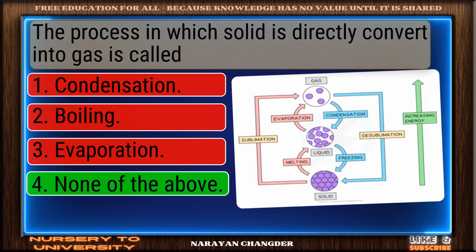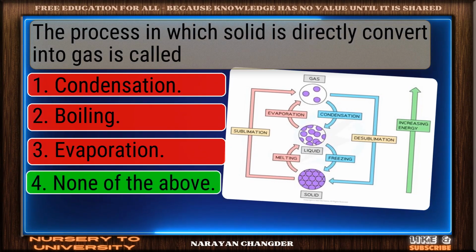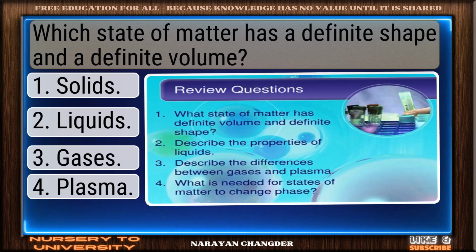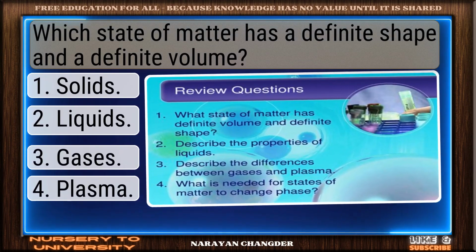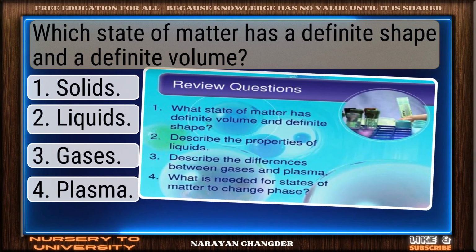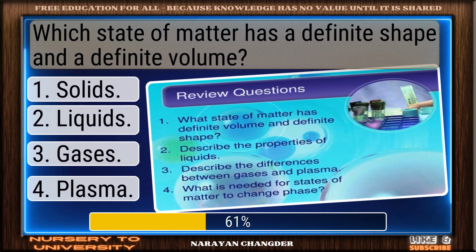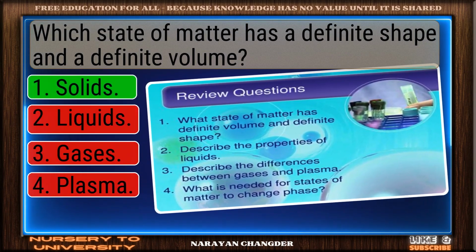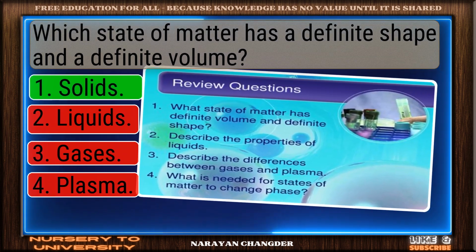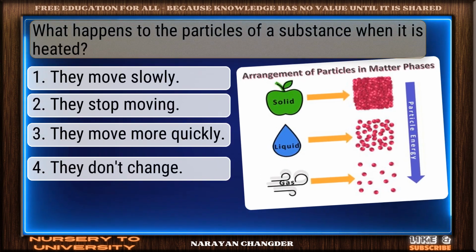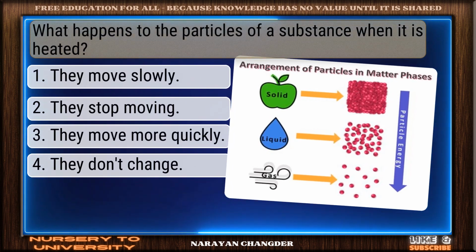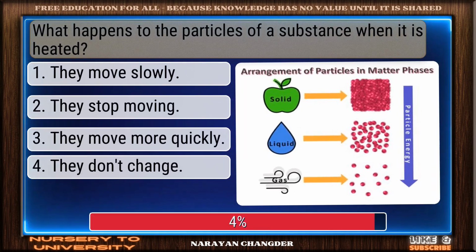Solid response. None of the above is a valid choice. Question number 37. Which state of matter has a definite shape and a definite volume? Right choice. Solids is the best answer. Question number 38. What happens to the particles of a substance when it is heated?